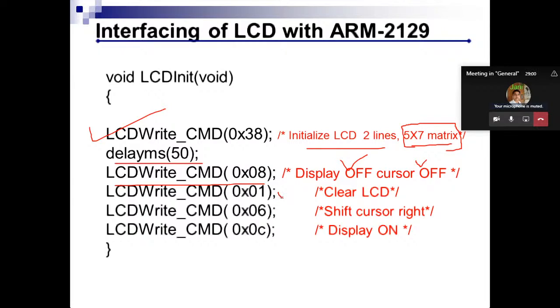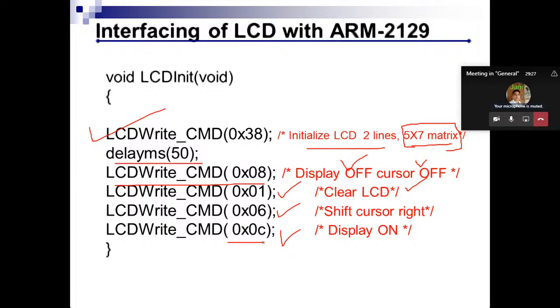If you are sending 01, then you are clearing the LCD. If you are sending 06, that means you want to shift the cursor in the right direction, that means you want to start the entry. The first entry will be on the left side and your cursor will move towards the right side. That is normally what we do during the writing process. And once it is done, you can turn the display on with the help of this command, 0x0C.